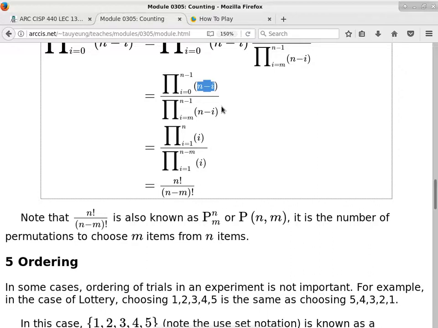All right, so when you look at this term, n minus i, what is the value of n minus i when i is 0? n, right? Okay, so that's why we have this n over here. What is the value of n minus i when i equals n minus 1? Then you have n minus n plus 1, right? So it's just 1. And that's why we have this 1 over here.